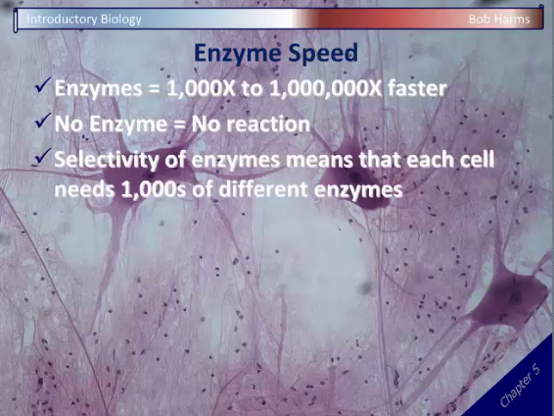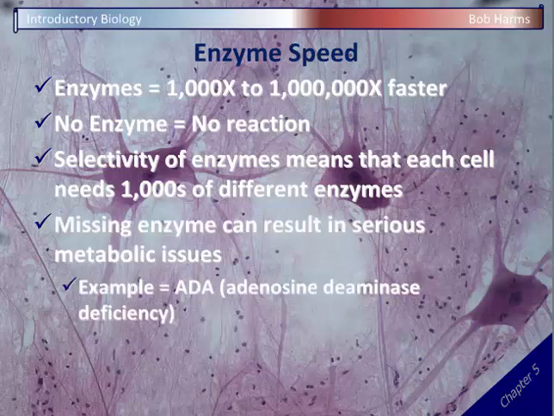Okay? And again, because each enzyme is selective, each enzyme only speeds up one chemical reaction. Each of your cells needs thousands of different chemical reactions. And if metabolically you're missing just one enzyme, that may result in very serious health issues. A good example of that is a relatively rare genetic disorder called ADA, which stands for adenosine deaminase deficiency. And there's that ASE suffix. And so adenosine deaminase is just one of these thousands of enzymes that we have.